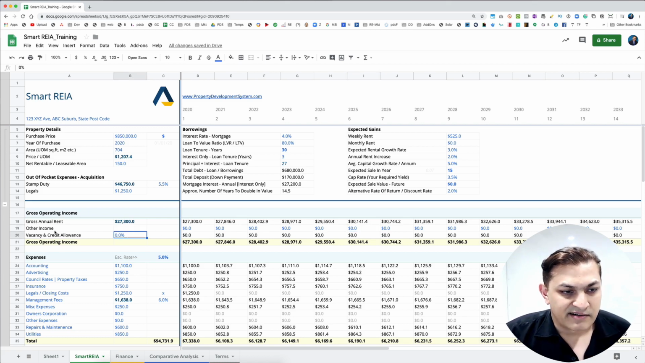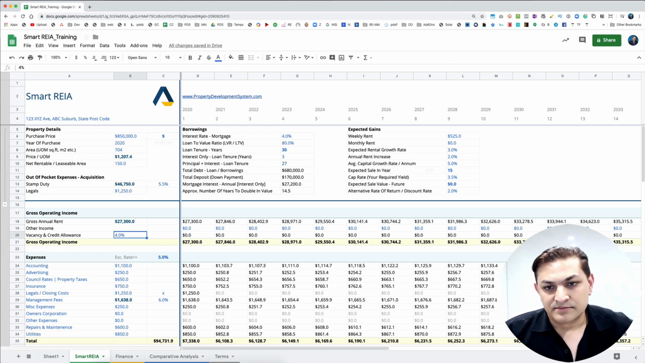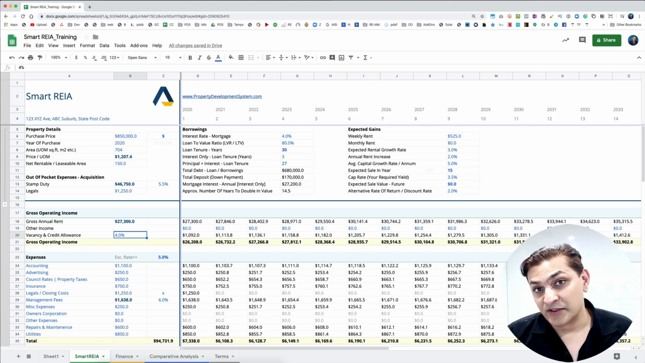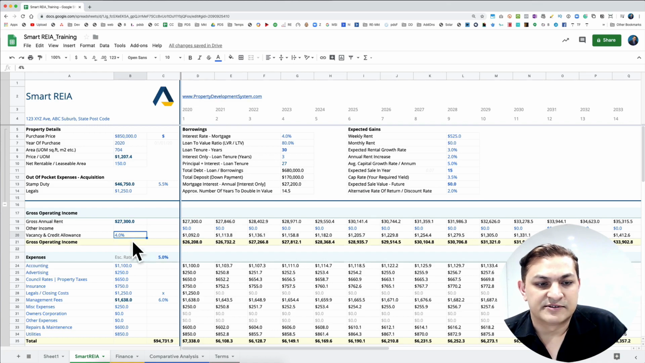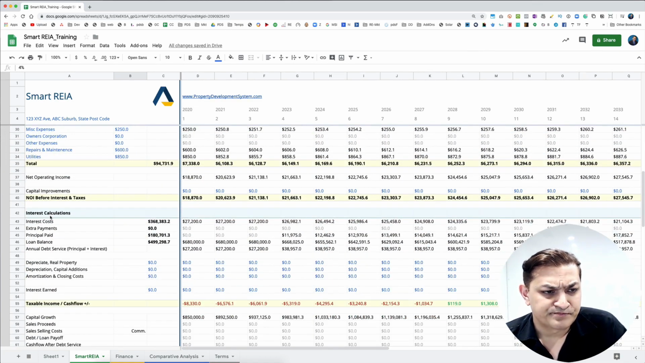Now, this is vacancy and credit allowance, which I forgot, and I jumped to the expenses. This is always going to be here, because it's not necessarily that your property is going to be tenanted 12 months a year. There will be periods where you're looking for a tenant, which is called credit allowance, and there could be a period where it's already on the market, but no one's actually leasing it. So you allow for that percentage over here to be able to get your gross income and so on.